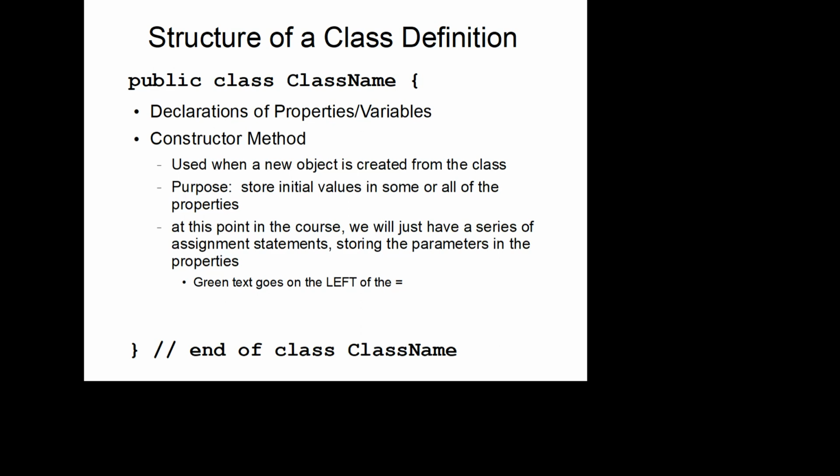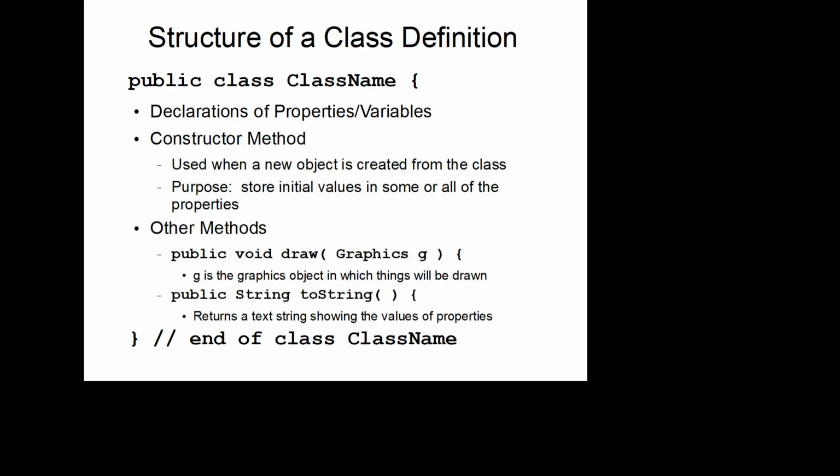So here's just going to be a series of assignment statements. We're setting the property equal to the value of a parameter. When we do that, the properties are displayed in green text, and that goes on the left of the equal sign. You'll see this in my next video when I'm starting to do this. The constructor is simply a bunch of assignment statements setting the values of the properties that I declared up here. And then the third part of a class definition would be other methods that we can call.